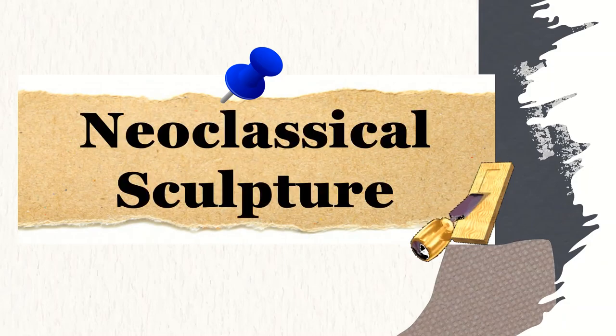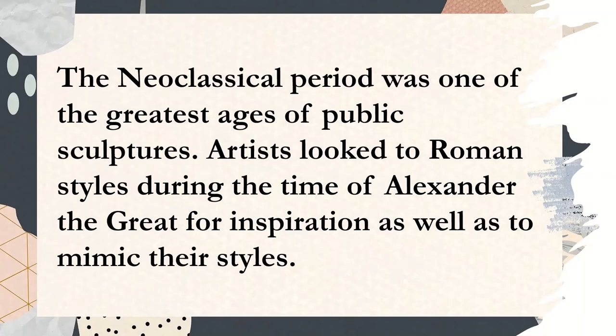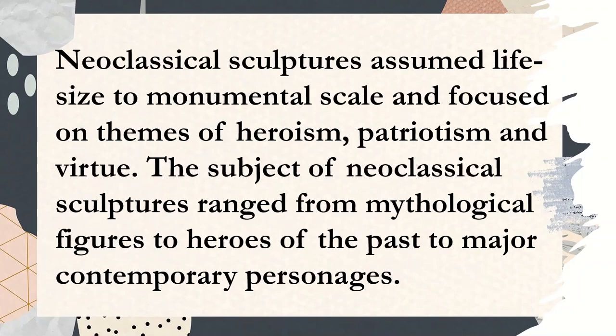Now, let's start our lesson about neoclassical sculpture. The neoclassical period was one of the greatest ages of public sculptures. Artists looked to Roman styles during the time of Alexander the Great for inspiration as well as to mimic their styles. Neoclassical sculptures assumed life size to monumental scale and focused on themes of heroism, patriotism, and virtue. The subject of neoclassical sculptures ranged from mythological figures to heroes of the past to major contemporary personages.